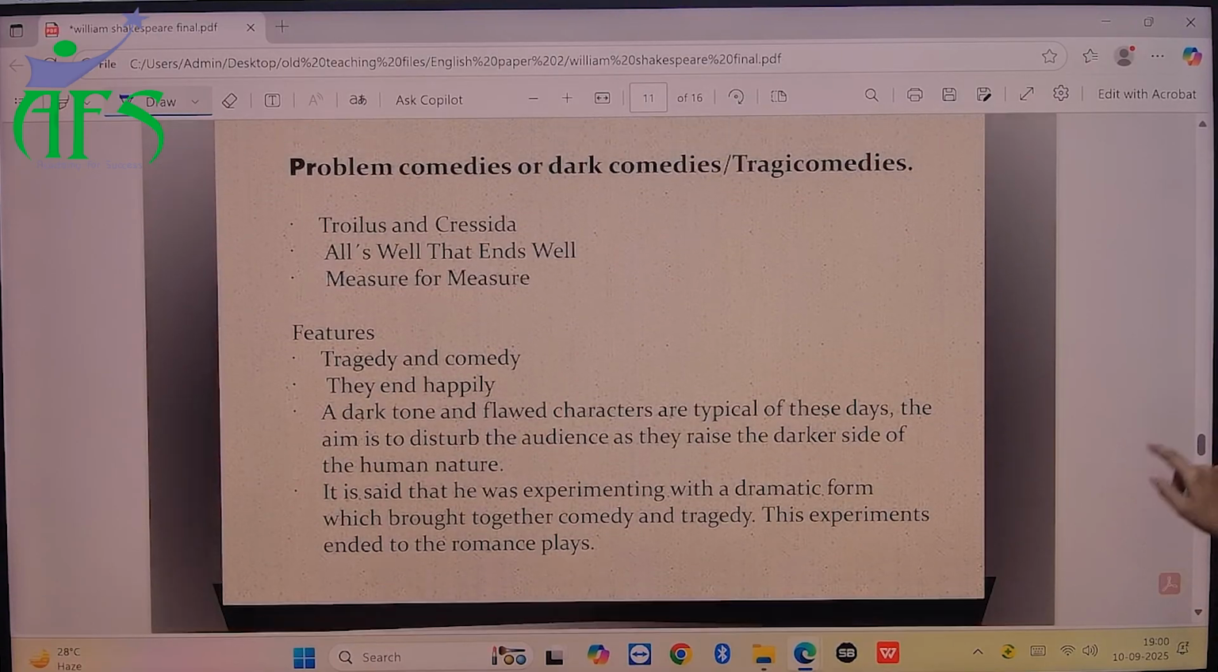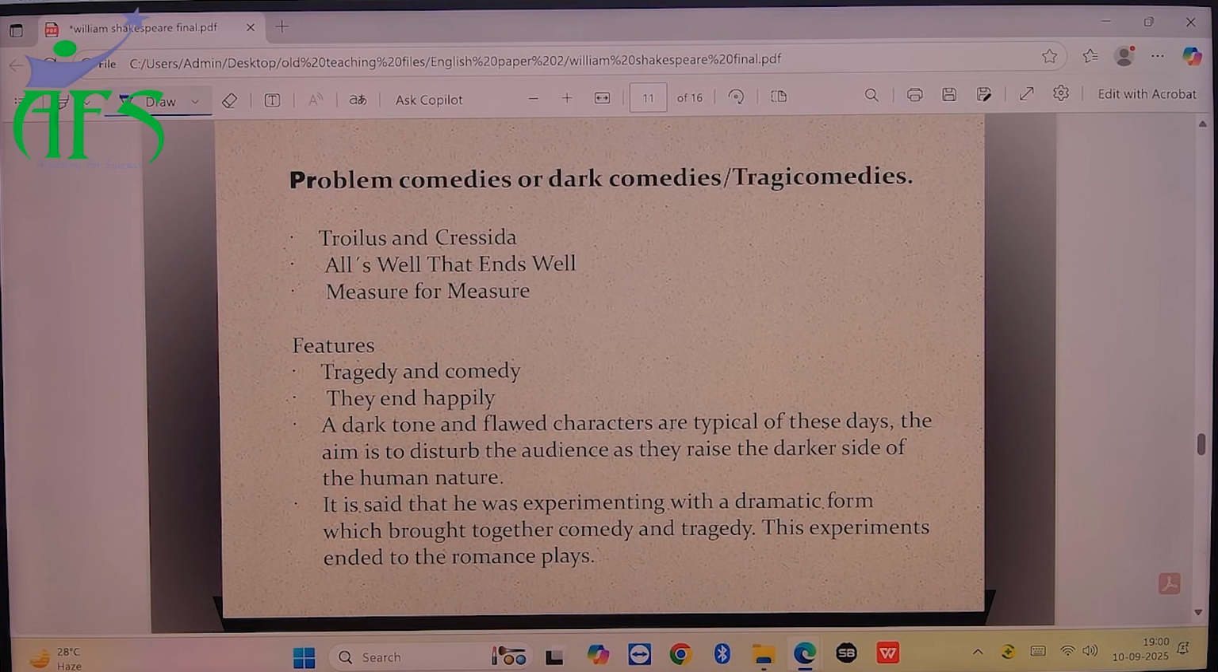These are his problem comedies or dark comedies, tragicomedies, which he called problem plays: Troilus and Cressida, All's Well That Ends Well, and Measure for Measure. The features of this tragicomedy are that tragedy and comedy are combined together, but the ending is happy. The characters find what they want or what they're looking for in their work.